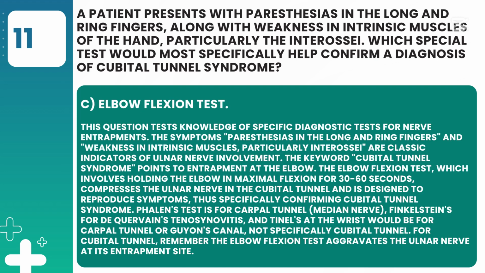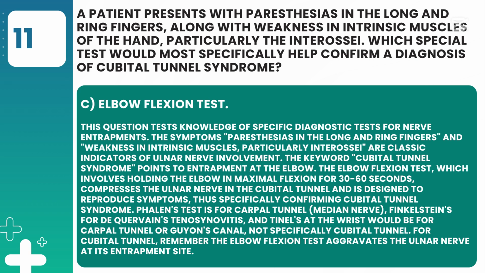Answer: C. Elbow flexion test. This question tests knowledge of specific diagnostic tests for nerve entrapments. The symptoms, paresthesias in the long and ring fingers and weakness in intrinsic muscles, particularly interossei, are classic indicators of ulnar nerve involvement. The keyword cubital tunnel syndrome points to entrapment at the elbow.